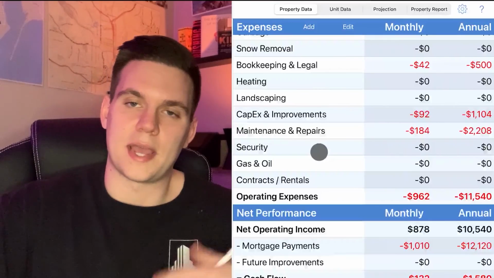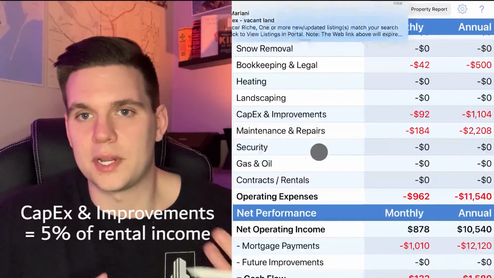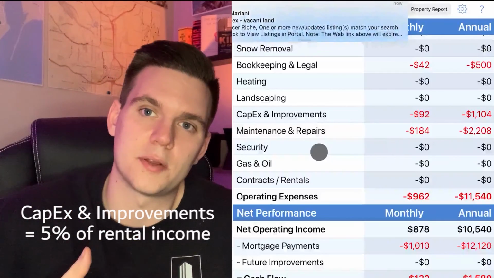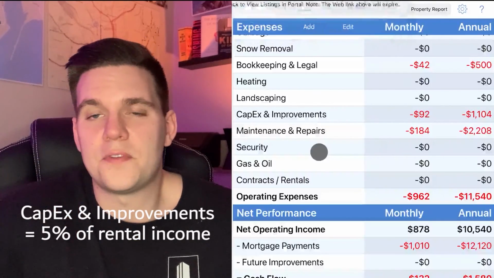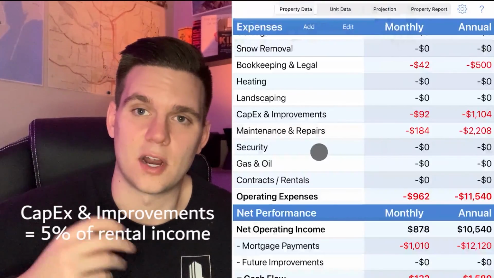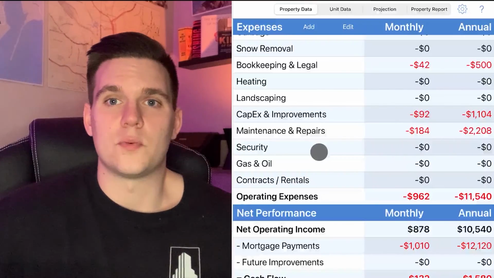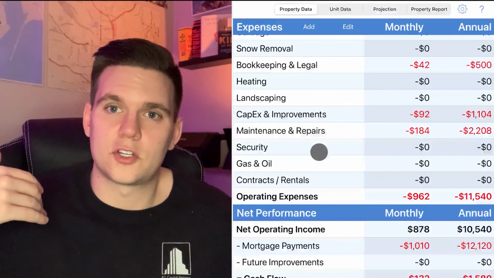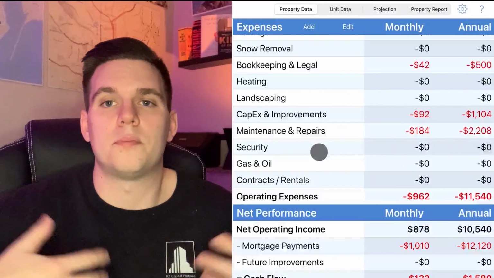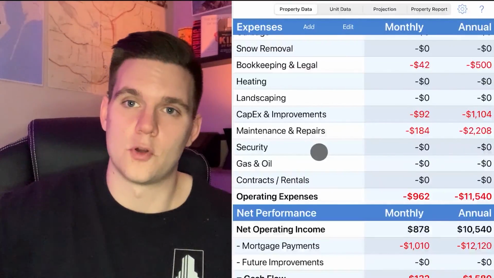Capital expenditures and improvements, so CapEx and improvements, I run that at 5%. You're probably wondering, what's the difference between a capital expenditure and a repair? A repair is if you have a hot water tank go and you replace the hot water tank, it's a replacement, it's not an improvement. A capital expenditure or an improvement is when, say, you have a laminate countertop that gets cracked, or there are burn markings, or you're replacing it for whatever reason, and then you upgrade it to granite. So now that's an improvement.